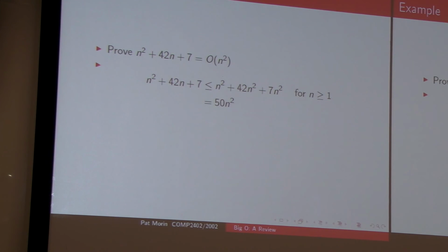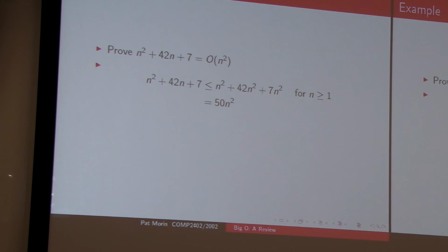And we only get something that's not smaller. Similarly, 7, we can replace with 7n squared, and that's going to give us something that's not smaller either. But again, that's only true if n is bigger than or equal to 1. If n is smaller than 1, then 7 times n is smaller than 7, and 7 times n squared is even smaller than that. So this gives us n squared plus 42n squared plus 7n squared, which is equal to 50n squared.